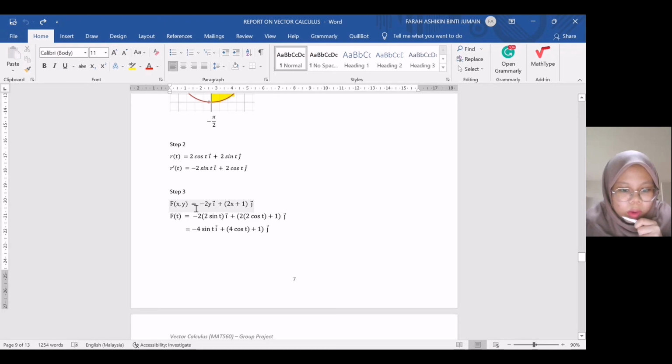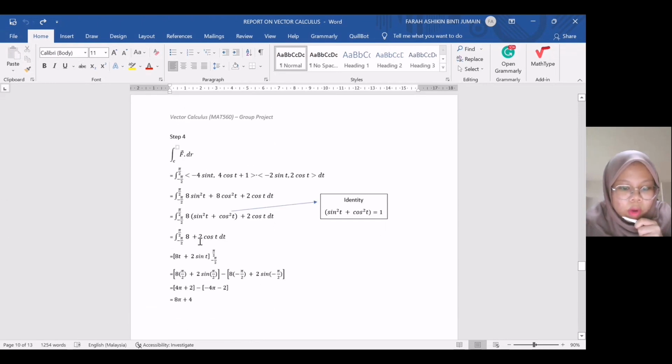Okay, next from F(x,y) given, we substitute x and y into F(x,y) to generate the equation F(t). Okay, lastly, we do the dot product of F(t) with r prime t and we integrate the answer from negative pi over 2 to pi over 2. And we will get the answer which is 8 pi plus 4.